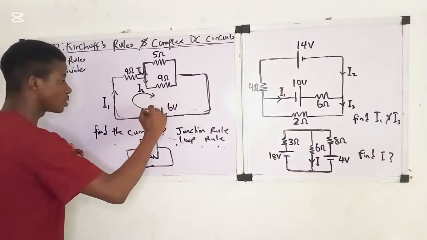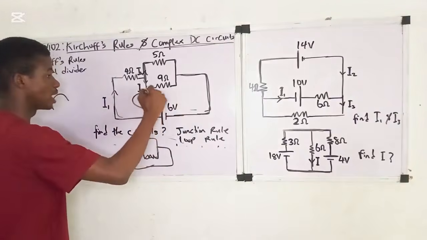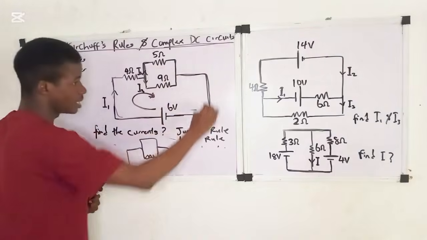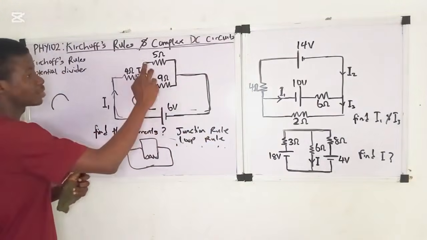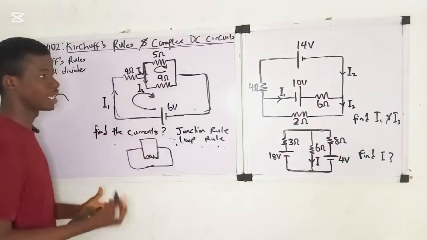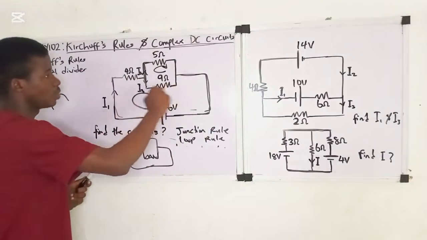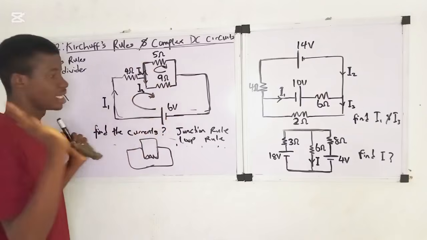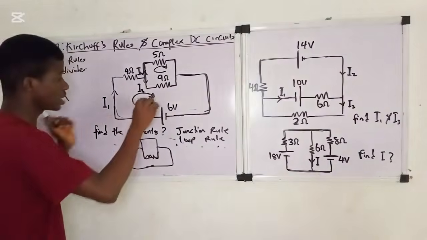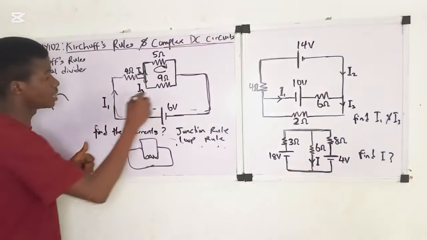So let's assign a direction to this first loop. The direction of this first loop is clockwise. We start from here, go like this, and end here. Then we assign a direction to the second loop. We can say the direction of the second loop is still clockwise. It means that we start from here and go like this. You can also assign an anti-clockwise direction. You can say the direction of this loop is like this.